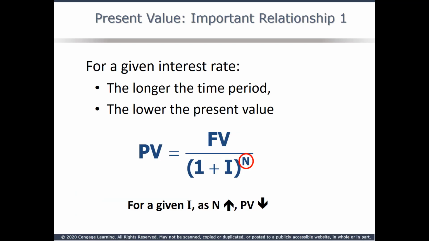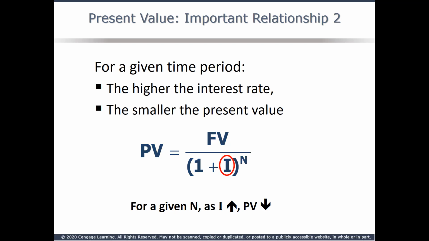Looking at the present value equation, for a given interest rate, the longer the period, the lower the present value. Meaning, the greater N, the larger the denominator, the smaller the result. The further in the future a cash flow will be received, the less it's worth today. The relationship between present value and N is indirect. As one increases, the other decreases.